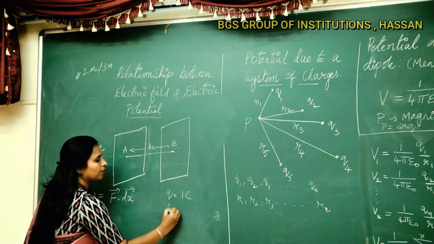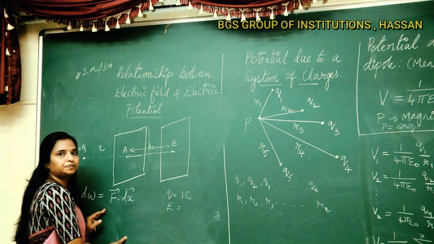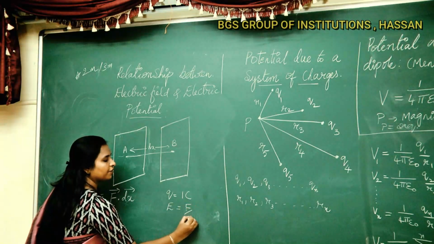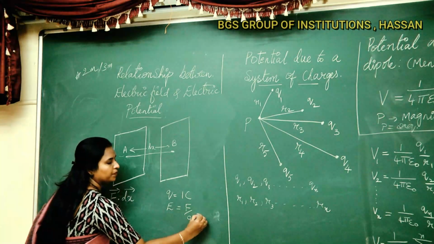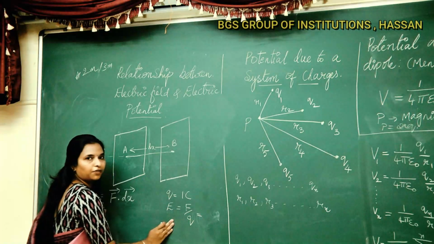And what is the expression for electric field? E is equal to F by Q. And what is the value of Q here? 1 coulomb. This is not required. It is only for your reference.